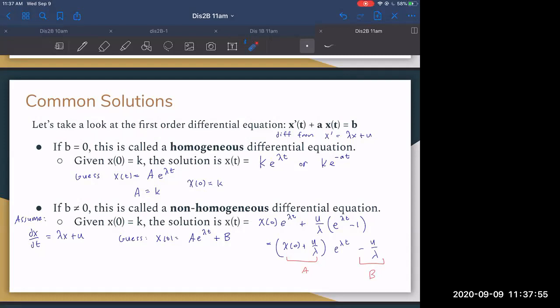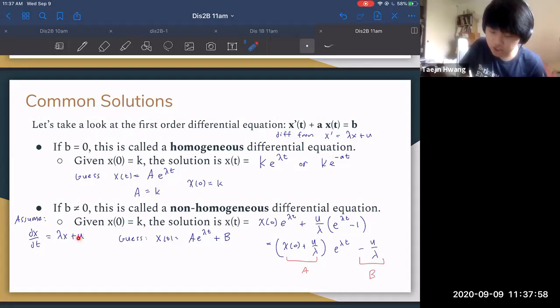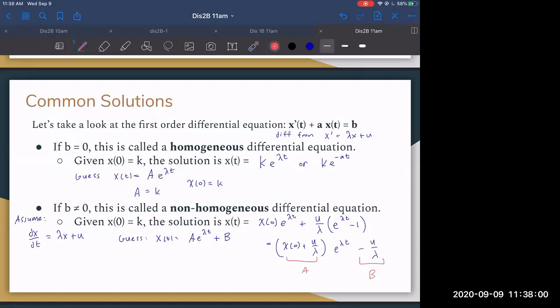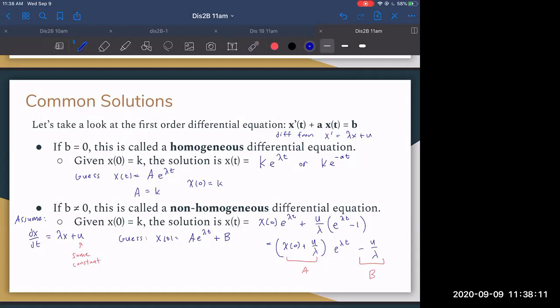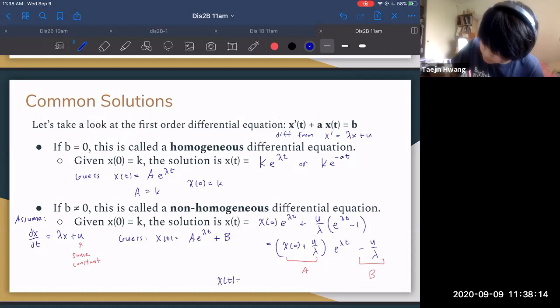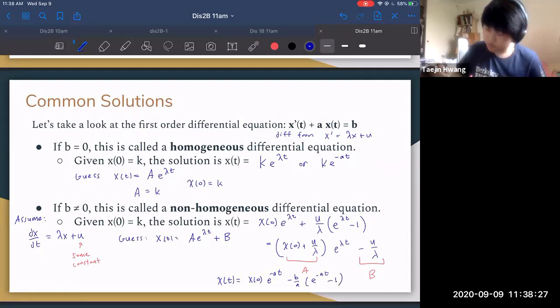Sorry, what's u? Yeah, so u is some constant over here. How is it related to the equation at the top? Is it b? Yeah, it's b. Okay. So if I were to use the b form, then this would be x of t is equal to x0 e to the minus at. And then this should be minus b over a e to the minus at minus 1.